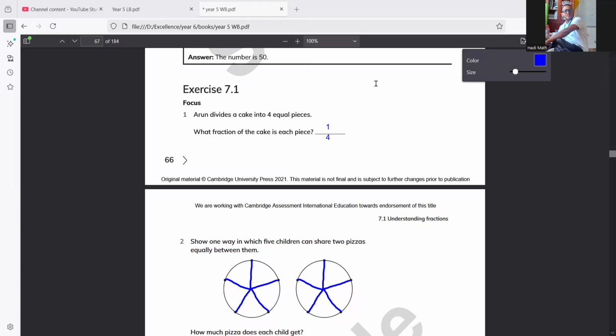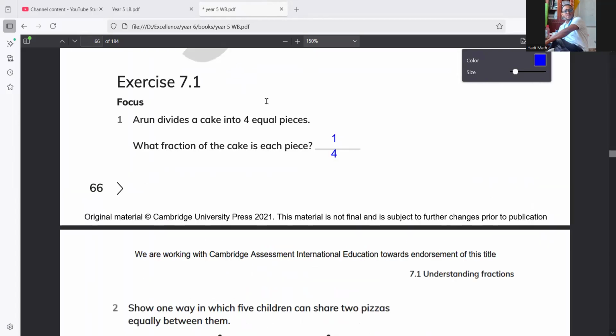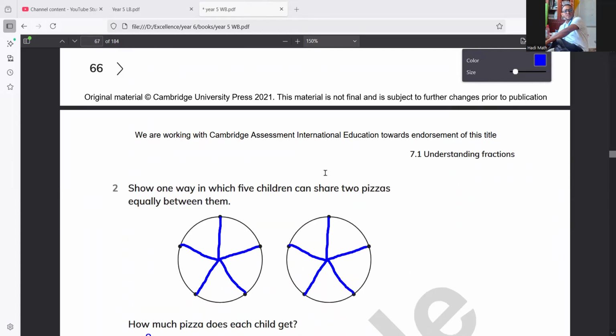This is exercise 7-1. Aaron divides a cake into 4 equal pieces. What fraction of the cake is each piece? We say it's one cake, so we say 1/4 immediately, and that will be the fraction. Let's go to question number 2.